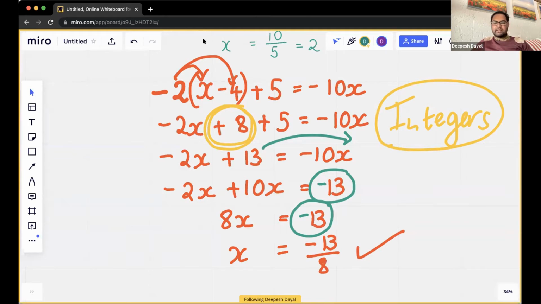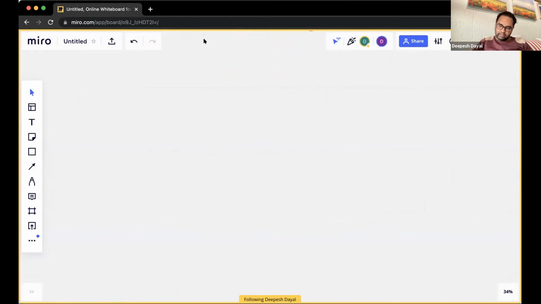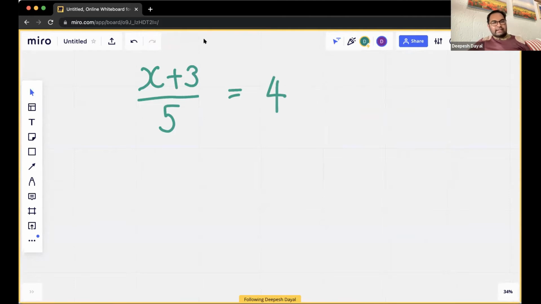Any questions with this? Wanga, Bontle, Lutando? No, sir. Nothing. Okay. Let's try a fraction. Try this one. Solve for x.